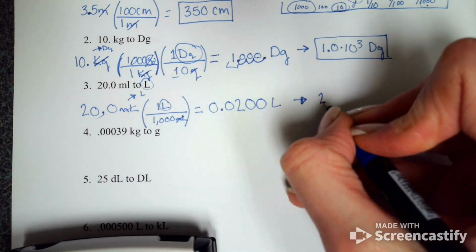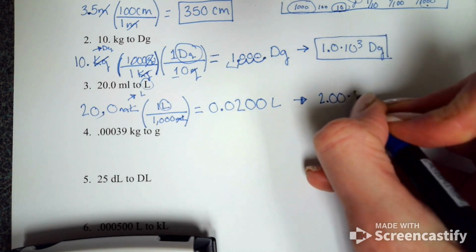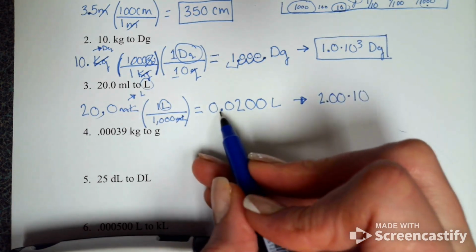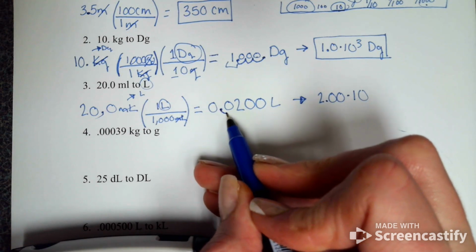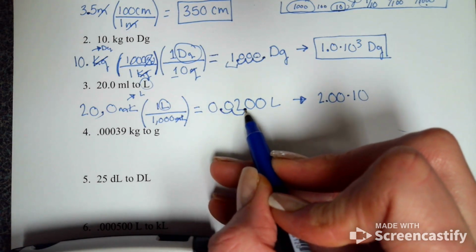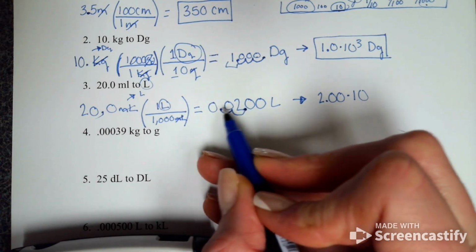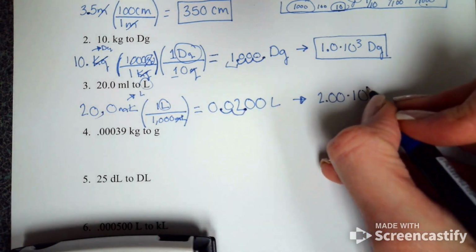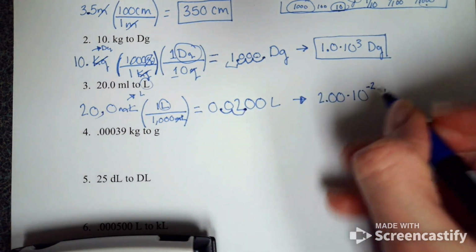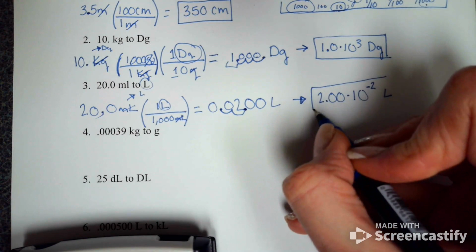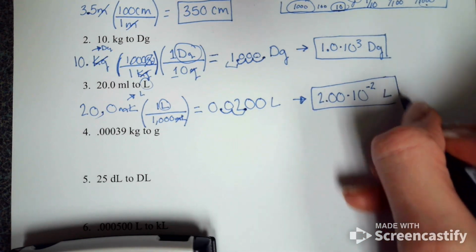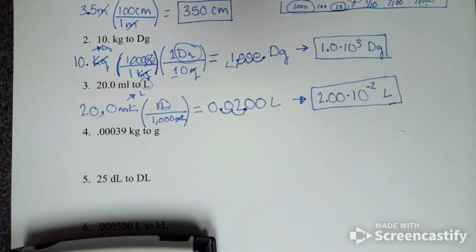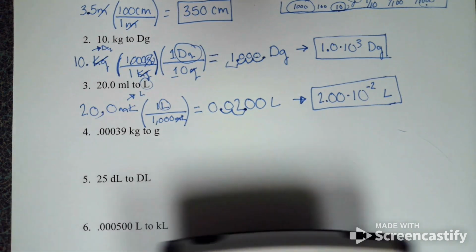This would probably look the neatest if you were to put it into scientific notation, which would mean I'd have to move to get one digit that's not a 0 to the left. So I'd have to move this to there. So I moved it 1, 2 to the right. So this 2.00 times 10 to the negative second liters is what I get.